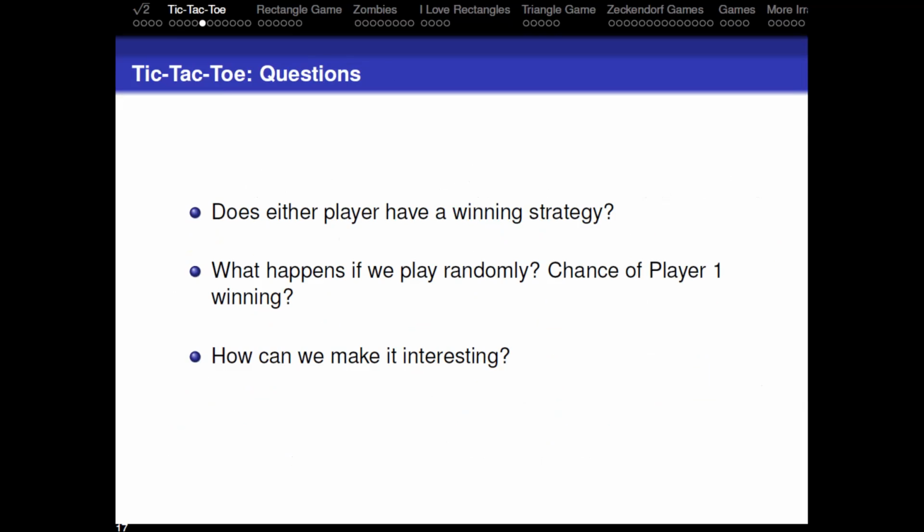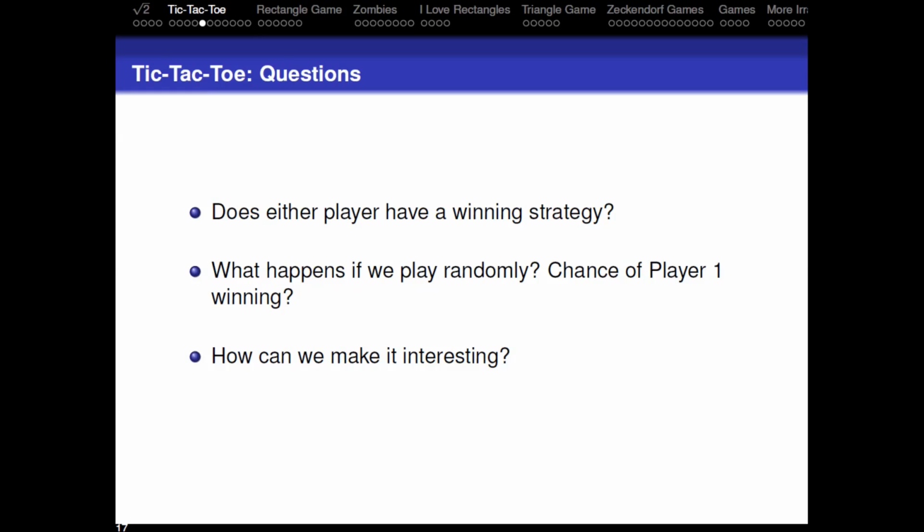So, a couple of questions you could ask about tic-tac-toe, and we'll try to generalize these later on to the Fibonacci's, is does either player have a winning strategy? And it turns out if both sides are playing intelligently, every game of tic-tac-toe will be a draw. You could ask what happens if people play randomly. What if a computer plays and just randomly goes and takes an available spot? What's the probability player 1 wins now?